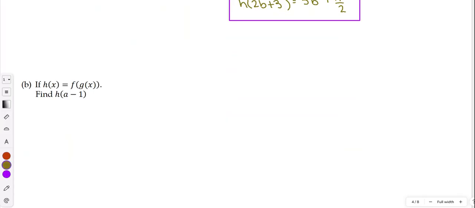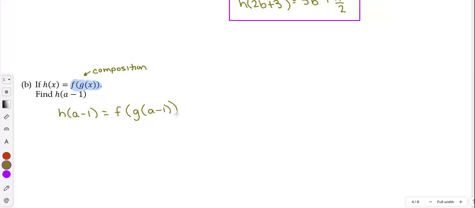Letter B, we have h of x is defined using different notation, f composed of g of x. So we still have a function inside another function. That's what composition means. You have a function inside another function and so forth. So we're dealing with a composition. We want to find h of a minus 1. For this given rule, that would be f composed of g of that a minus 1.